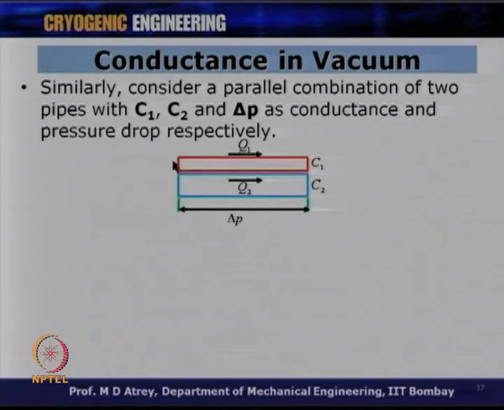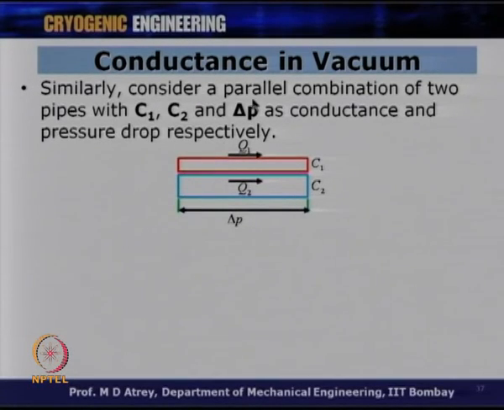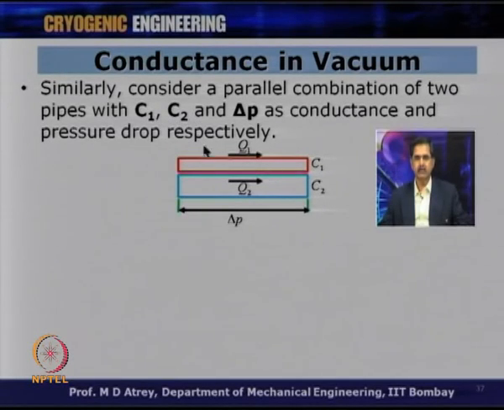Now, let us see what happens if the pipes are connected in parallel. Similarly, consider a parallel combination of 2 pipes. Let us say C1 and C2 are the conductances of these 2 pipes, and some Q1 will go through this pipe, some Q2 will go through this pipe depending on the diameters of the pipes. Let us say that they have the same length, and therefore the delta P across them is going to be the same, because the same gas will get split up here and the flow will come back together here, so the pressure at the entrance and the pressure at the exit will be the same. Therefore, in both these pipes connected in parallel, the pressure drop is going to be the same.